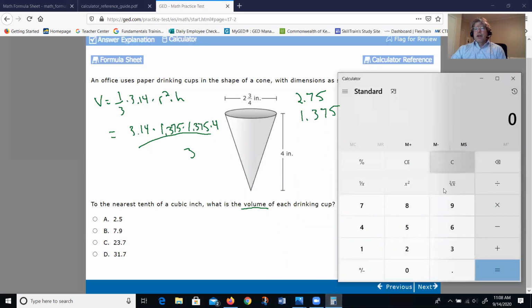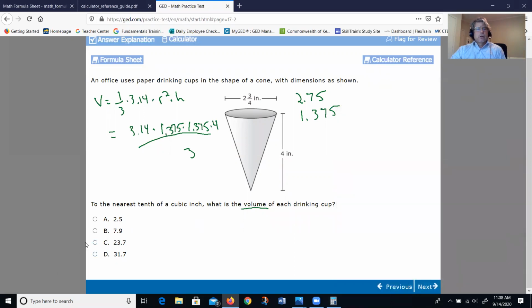So if I clear that off, I have 3.14 times 1.375 times 1.375 times 4. Get that answer and then divide that by 3. That's going to be then about 8. So 7.9 looks like it stays there. So B would be our answer to that one.